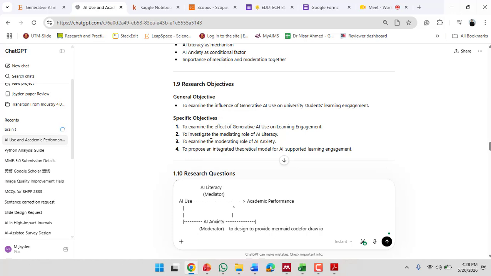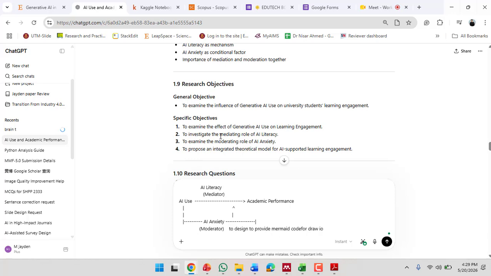Again, investigate the mediating role of AI literacy. When students are AI literate, they have information on the usage of AI, and that's why engagement is high. This is a phenomenon that you already know as a researcher. Then the research question, does generative AI... These questions are also okay, with no need to alter or change them.